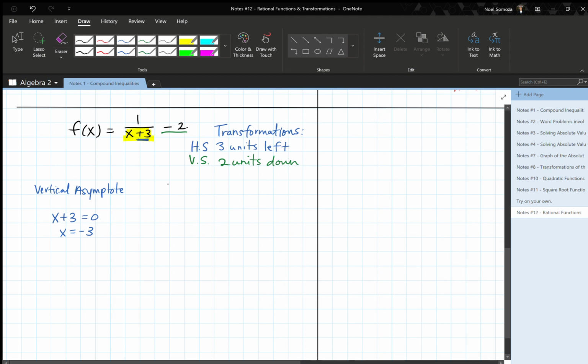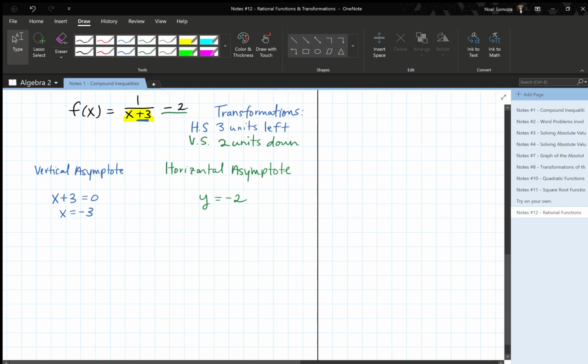Okay, if I'm looking for a horizontal asymptote, this is even easier. I know that my k is negative 2. So then I'm just going to write that y is equal to negative 2. Okay. All right.